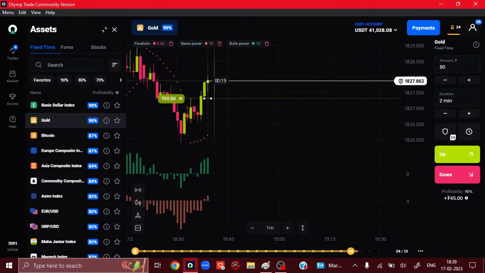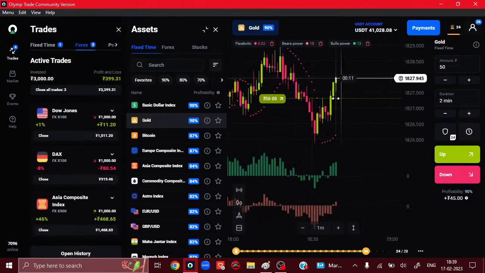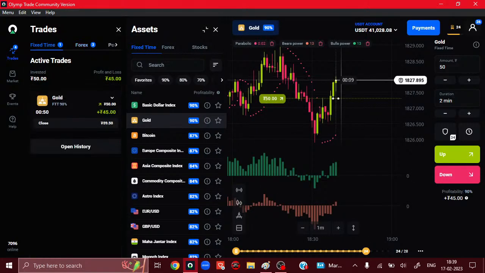So guys, we have won this trade, and this is how the martingale works. The previous trade we lost for 20 USD. If we win this trade, the profit would be 45 USD. So the previous loss will also be recovered, and we will also earn 25 USD overall.